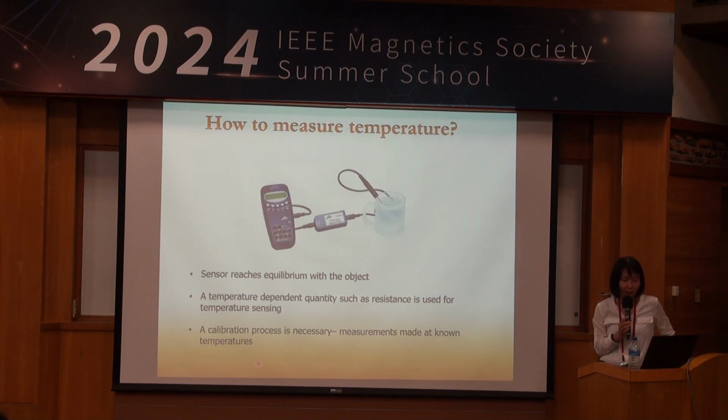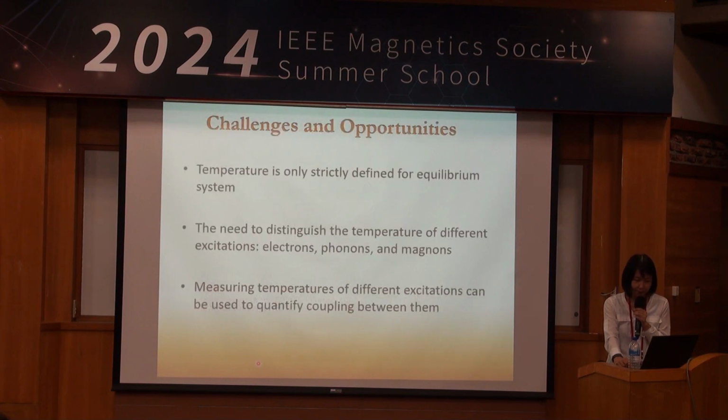So of course the most common way of measuring temperature is a resistance measurement. But the situation we have to deal with in spin caloritronics is far more complex. As a concept, temperature is only strictly defined for an equilibrium system. And now we need to actually distinguish temperature for different excitations. I need to ask, is the electron, phonon, or magnon at the same temperature?